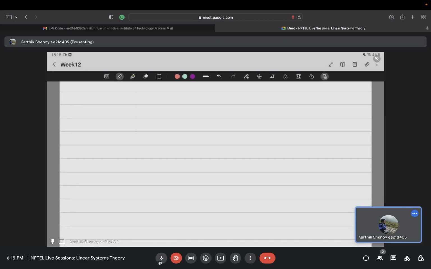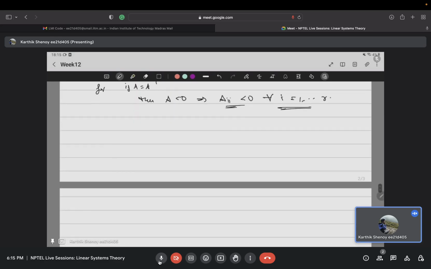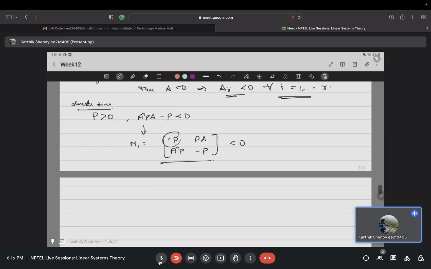So, we have the discrete Lyapunov stability, the Lyapunov equation or the Lyapunov inequality. For discrete time, we have P which is positive definite and A transpose P A minus P which is negative definite. This is the same as writing M1 as minus P, P A, A transpose P and minus P. Okay. So, if I take the Schur complement of this, since P has to be invertible, we are writing minus P is less than 0, or P is greater than 0. Okay, that is 1.